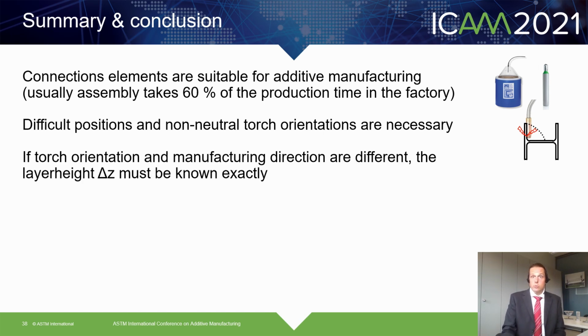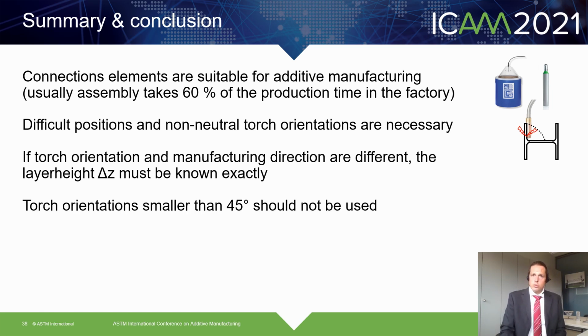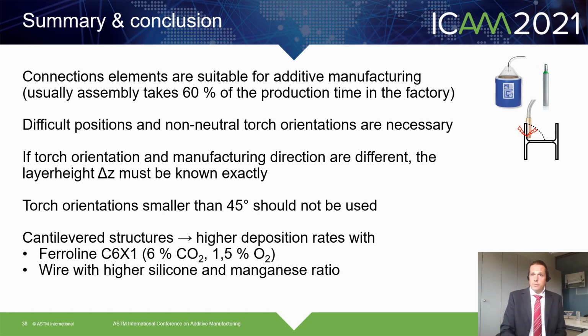And we can conclude that if the torch orientation and the manufacturing direction are different, the layer height delta Z must be known exactly. We suggest that torch orientations smaller than 45 degrees should not be used, and if you want to achieve high deposition rates when manufacturing cantilevered structures, you should use Ferroline C6X1 gas and a wire with higher silicon and manganese ratios.